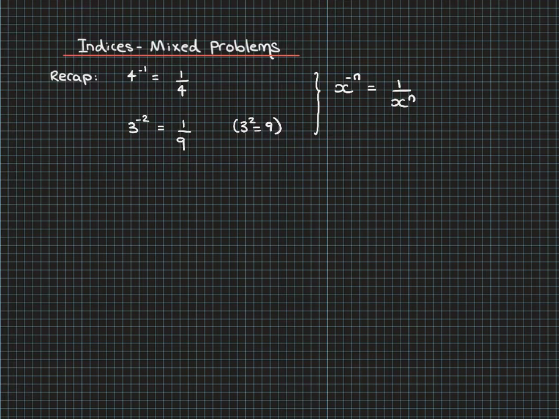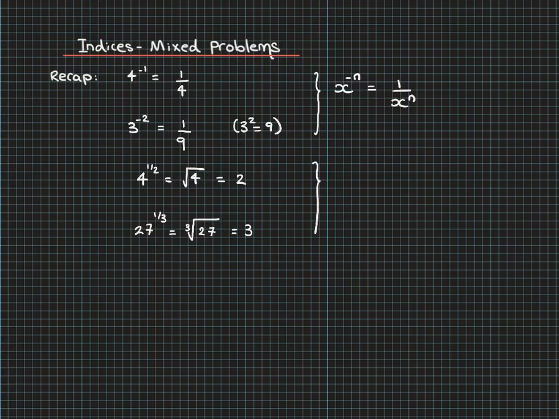We also saw previously how you can work out a fractional index. And we learnt, for instance, that if you work out 4 to the power of a half, that's equal to the square root of 4, which is equal to 2. If you work out 27 to the power of a third, well, that means we're working out the cube root of 27, which equals 3.